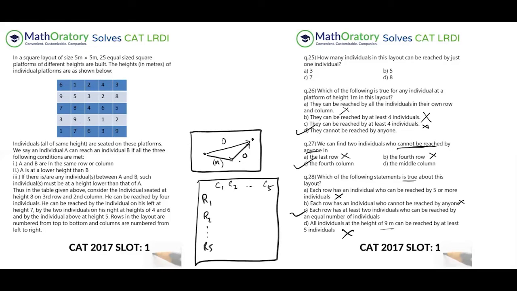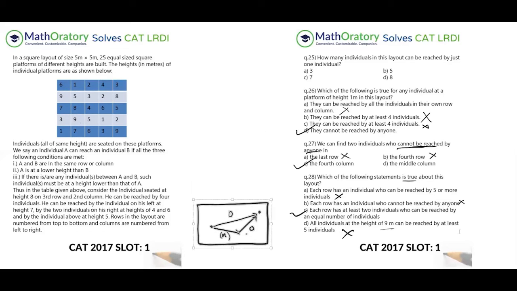Let's now solve question 25. So 25 is asking for how many individuals in this layout can be reached by one individual. So what I'm going to do is take this part off because that is not required, and I'll just create a bit of space to work on. So I'll remove this below, move this below. I might require this. The row numbering is not very important here. So for 25, we have how many individuals in this layout can be reached by just one individual.